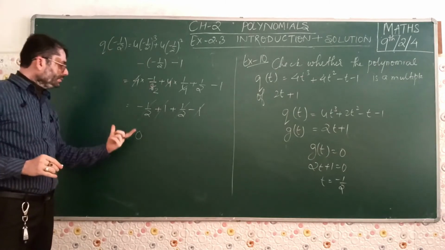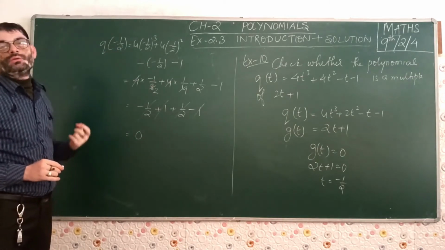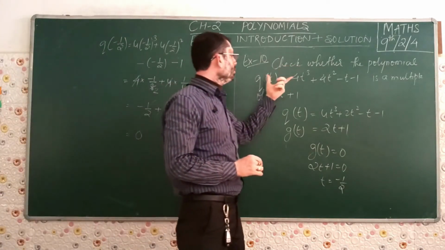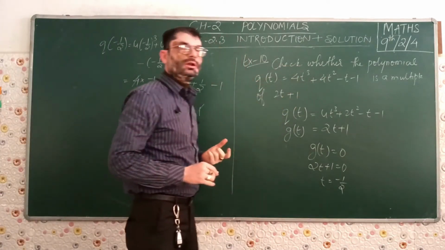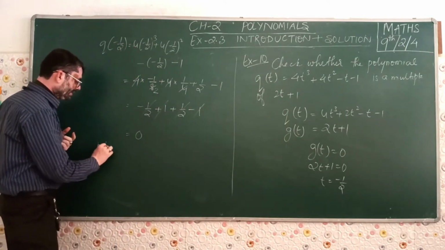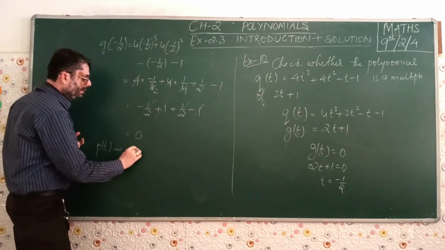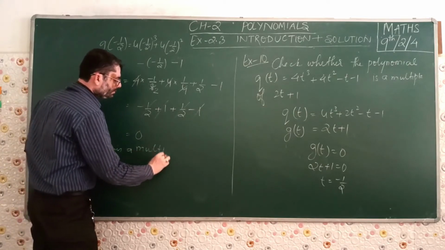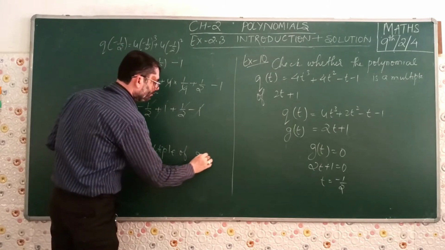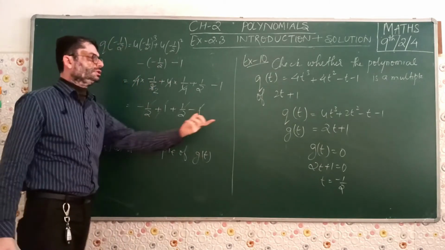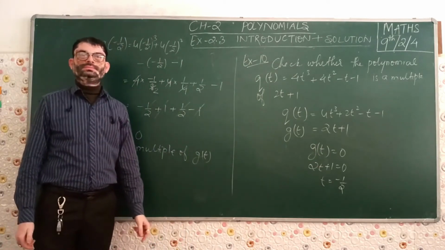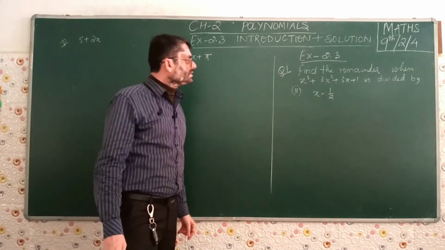Applying the remainder theorem, we obtain the remainder to be 0. When the remainder is 0, then only we can say that the polynomial q of t is a multiple of 2t plus 1. So we can say that q of t is a multiple of g of t. And what was g of t? We took g of t as 2t plus 1. Let us move on to the exercise.